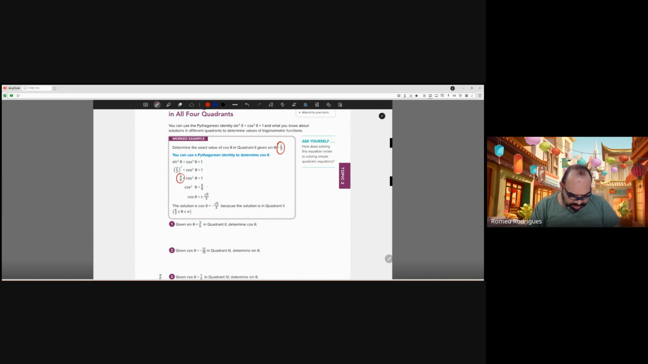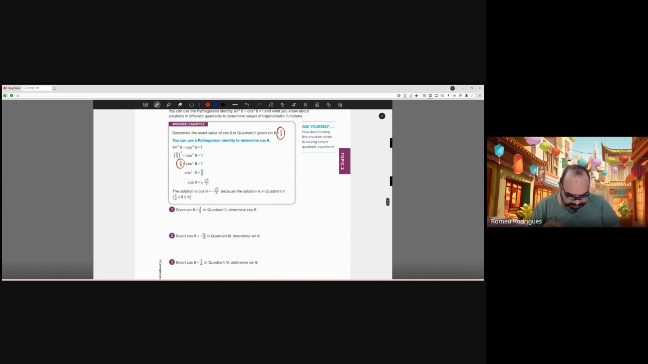And remember to take the root. Because this is squared, we take the root, and it will be square root of 5 divided by 3. Positive and negative. Remember, have a positive and negative result. The solution is cosine of theta equals negative square root of 5 divided by 3, because the solution is in quadrant number 2. In quadrant number 2, cosine is always negative. It depends which direction is given to us here.